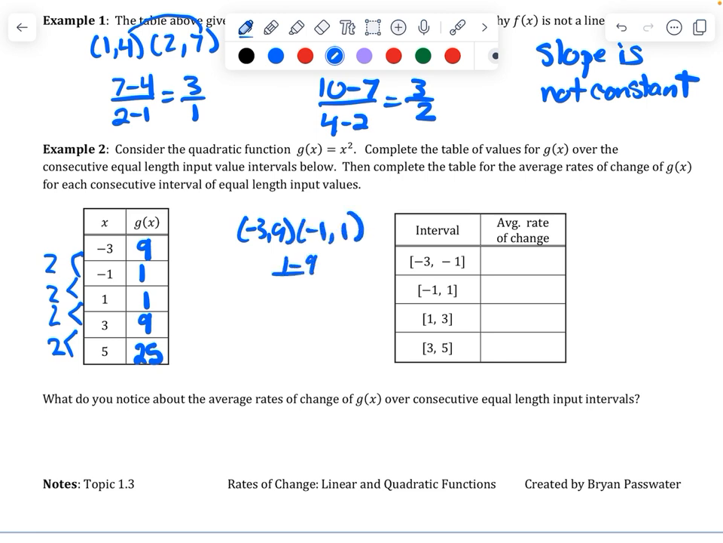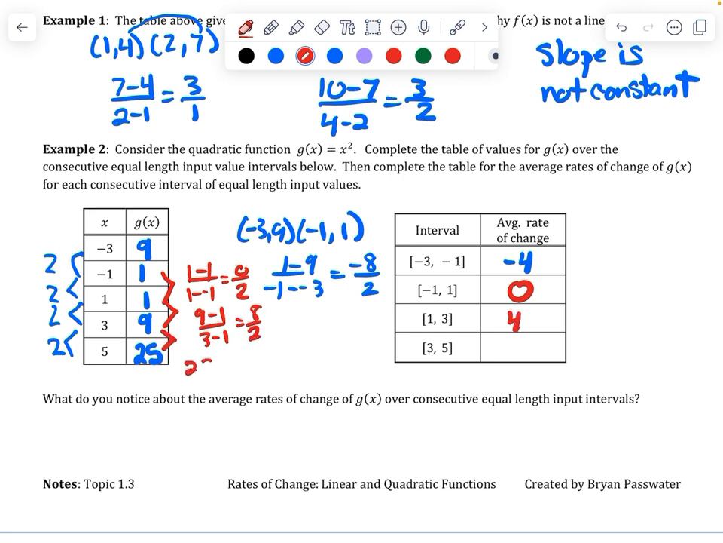Well, 1 minus 9 over negative 1 minus negative 3, negative 8 over 2, is negative 4. Then from negative 1 to 1, 1 minus 1 over 1 minus negative 1, 0 over 2, so we have 0. Then from 1 to 3, 9 minus 1 over 3 minus 1, 8 over 2, which is 4. And then we have 25 minus 9 over 5 minus 3, 16 over 2 is 8.